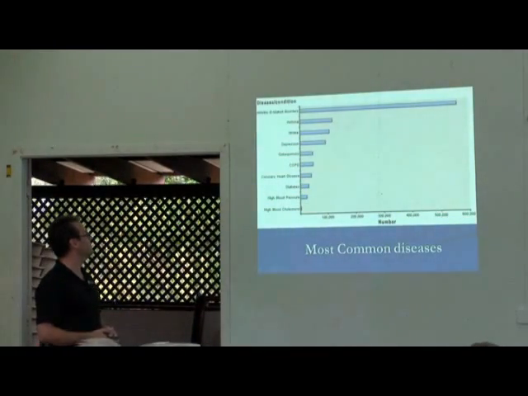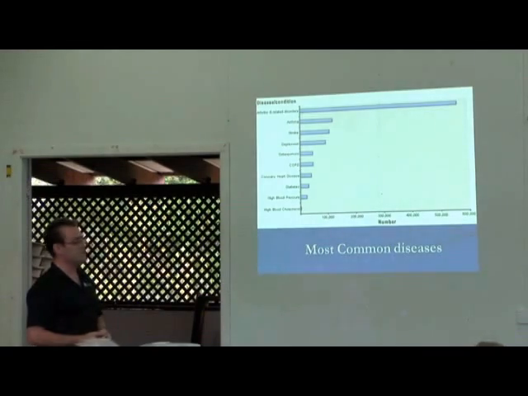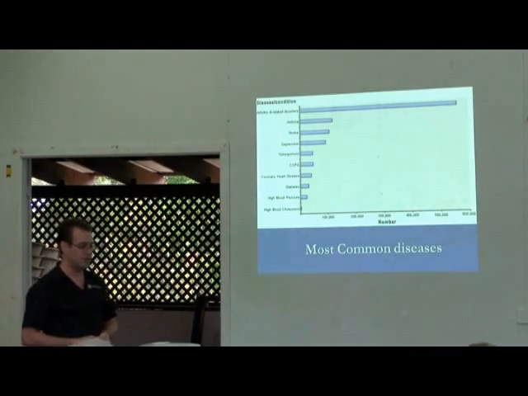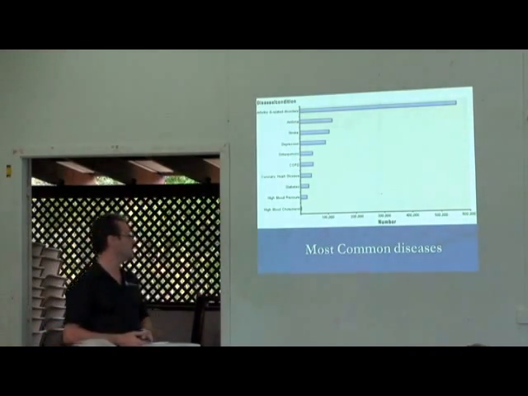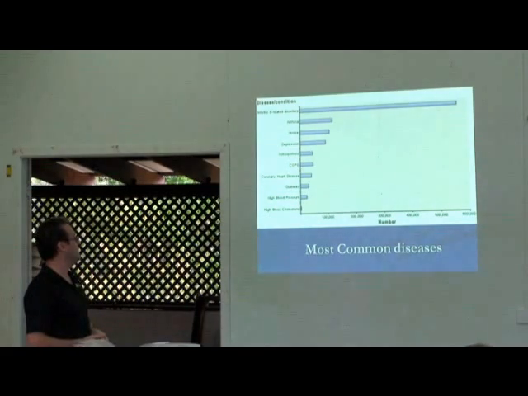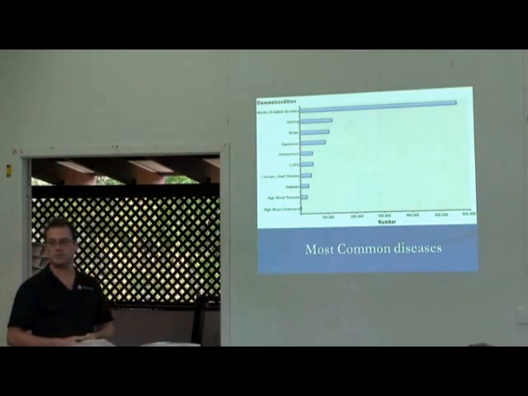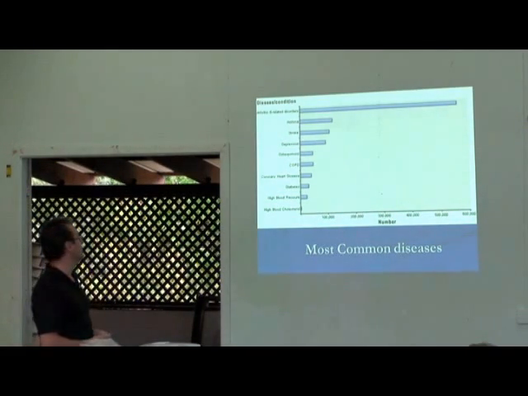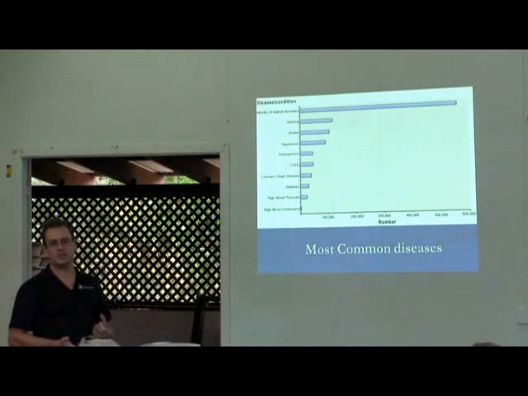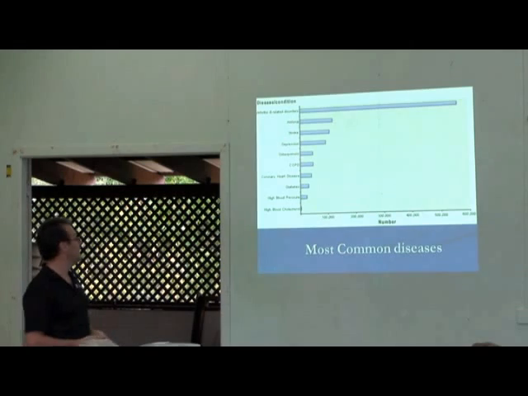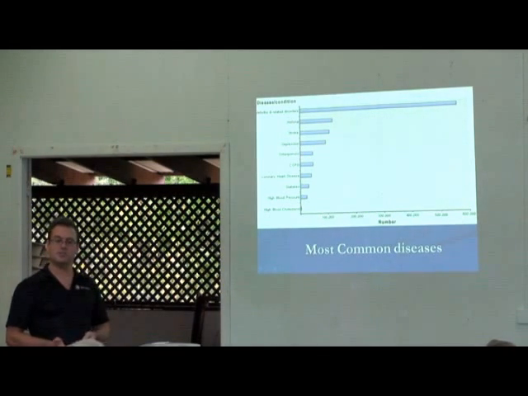So diseases. This is basically the number of cases of disease in society. The biggest group by far are arthritis and musculoskeletal complaints. Even though stroke and heart disease might be big killers, they're not actually the most prevalent diseases, and in a lot of cases, they're actually not the most expensive diseases either.